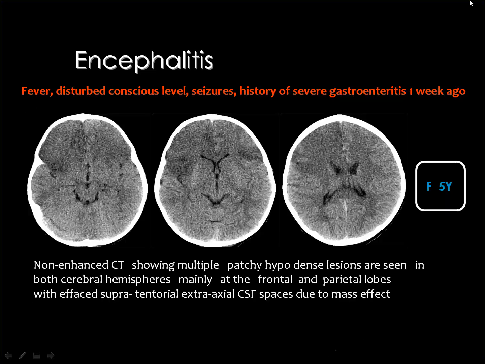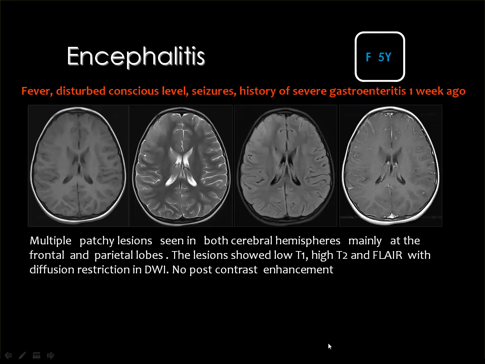And here you see a girl, 5 years old, with fever and disturbed conscious level. Seizures are very important. Severe gastroenteritis one week before. Then in the CT scan, you get patchy hypodense areas in the frontal lobe, as you can see, bilateral and symmetric. The frontal lobe is not a usual site for infarction. The bilaterality is not seen in an infarction frequently.